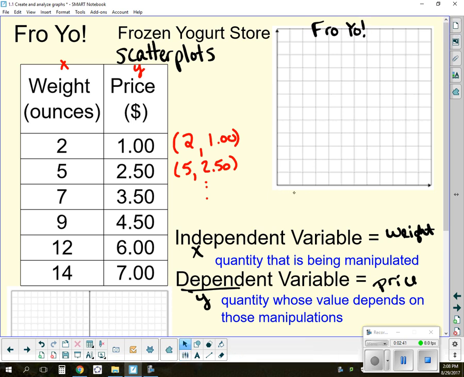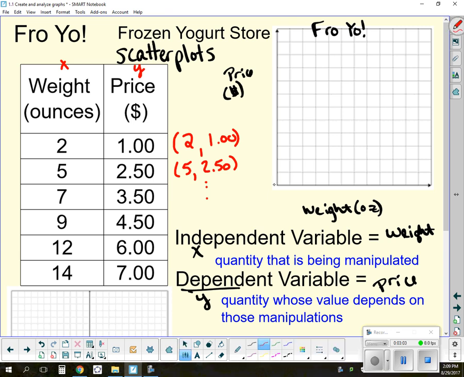And we will need to label our axes. Our x-axis, again, is your independent axis. And in this case, we're talking about weight in ounces. And our y value is our dependent axis. And in this problem, we're talking about the price in dollars.